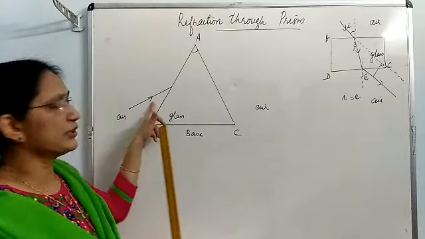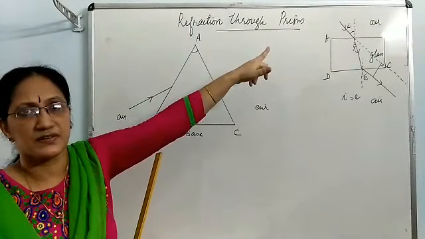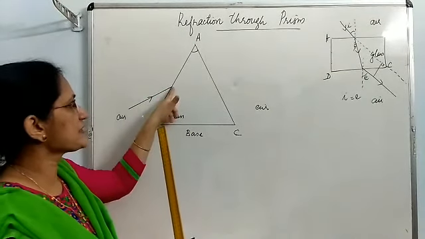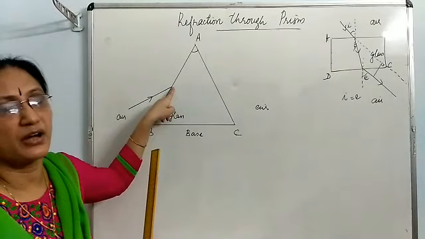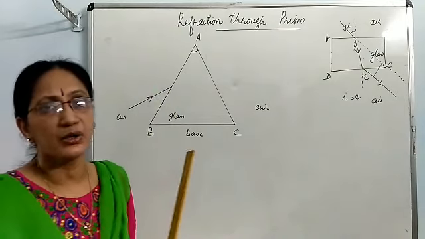The name given to this ray in the first medium is the same name as it was given in the case of the glass slab. It is called the incident ray. Here, this is the point of incidence. Here we have to draw the normal. Always the normal must be drawn with a dotted line.